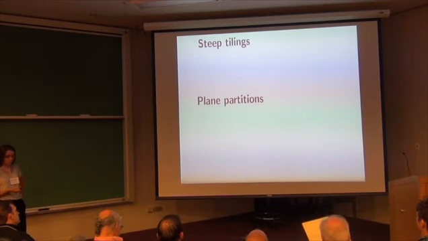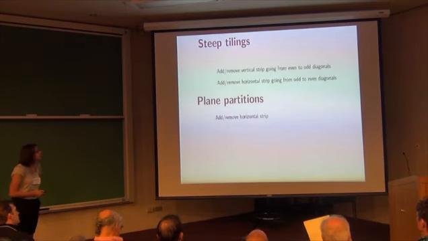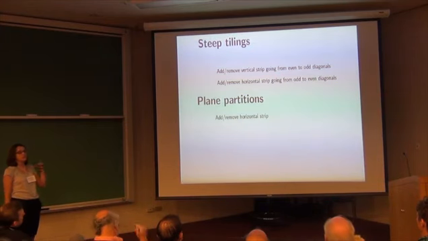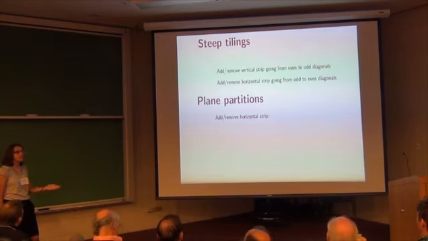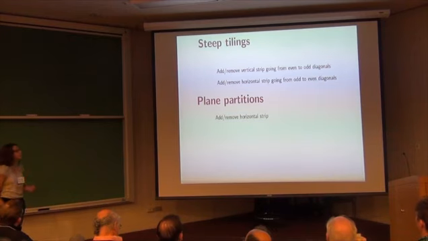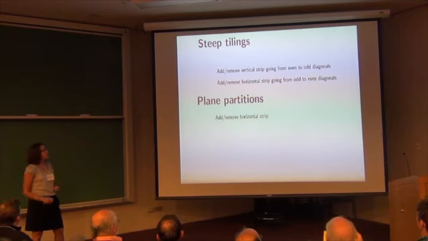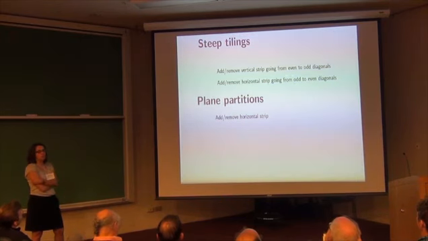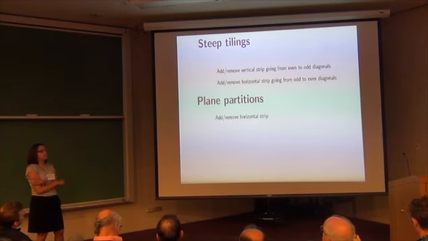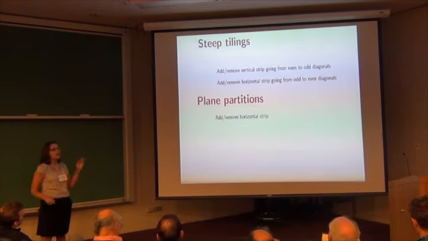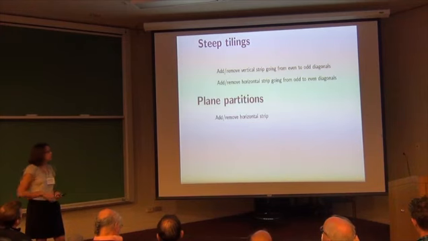I have steep tilings and plane partitions. What I've just shown you is that if you want to enumerate steep tilings, what you need to do is enumerate sequences of partitions that are going to sometimes differ by vertical strips and sometimes by horizontal strips. But if you look at reverse plane partitions, what you do is you only add or remove horizontal strips.